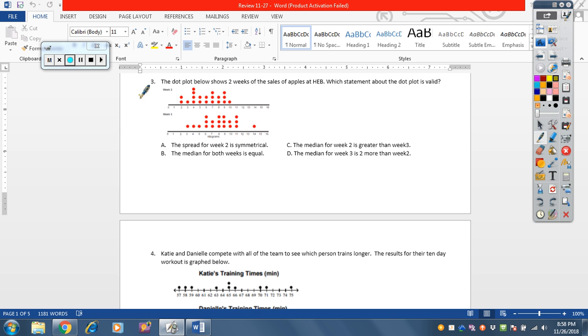Number 3 says the dot plot below shows 2 weeks of the sales of apples at H-E-B. Which statement about the dot plot is valid? Valid means what? True or false? True. We are looking for true.